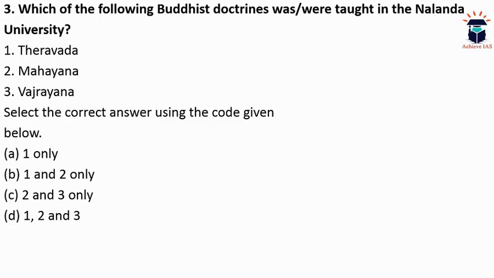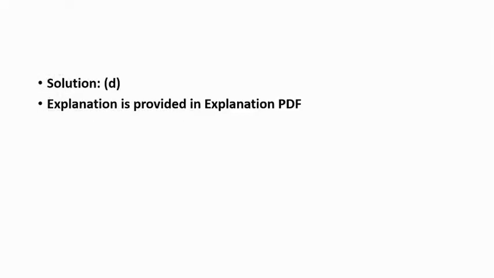So let me tell you friends that all these schools of Buddhism were taught there in Nalanda University. So Theravada school, that draws inspiration from Tripitaka, was also taught there, and Mahayana school of Buddhism was also taught, which doesn't believe in the later interpretations and only believes in the original Buddhist teachings. And the Vajrayana school was also taught there, and Vajrayana school is basically a tantric school of thought in Buddhism. So friends, all these were taught there. So the correct option is D, that is 1, 2, and 3. So the solution is D, and the explanation is provided in the explanation PDF.